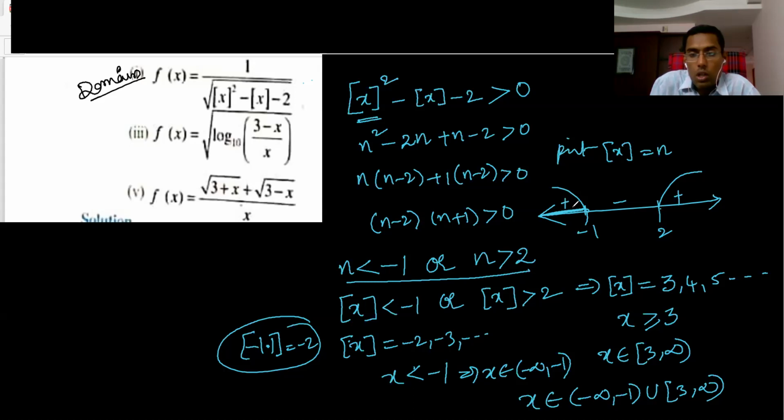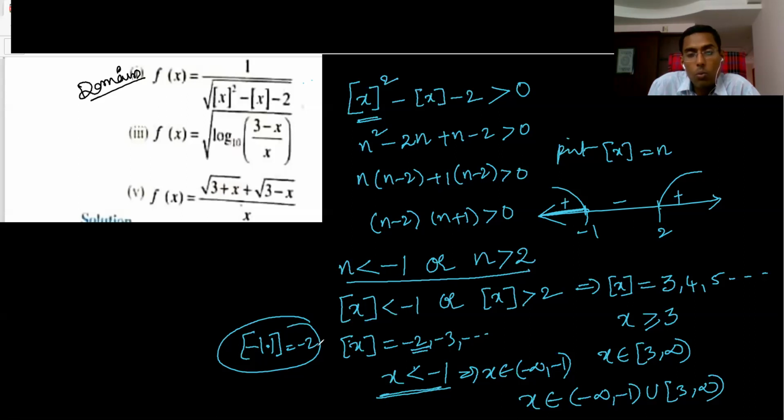Greater than 2 means what? 3. Bracket x greater than 2 means bracket x value must be 3. If it has to be 3, it should start with 3. So bracket x less than minus 1. Minus 1 means what? It is less than minus 1. If it is less than minus 1, it should come minus 2. Minus 2 means what? Minus 1.1 also, minus 2 only you will get. So just less than minus 1.